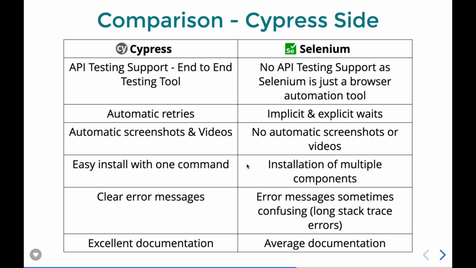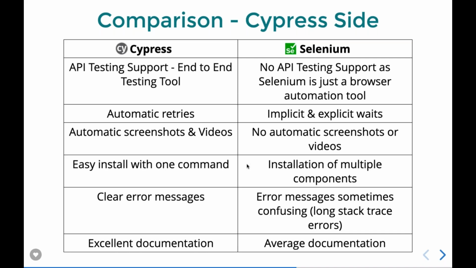And Cypress has automatic retries. Selenium has implicit and explicit waits, where you have to code that particular part for waiting for that particular element or not. Like Cypress, again, automatic screenshots. Selenium, no automatic screenshots. And it is easy to install Cypress, whereas you need to install multiple components for Selenium. And the other one with Cypress is it shows clear error messages actually.